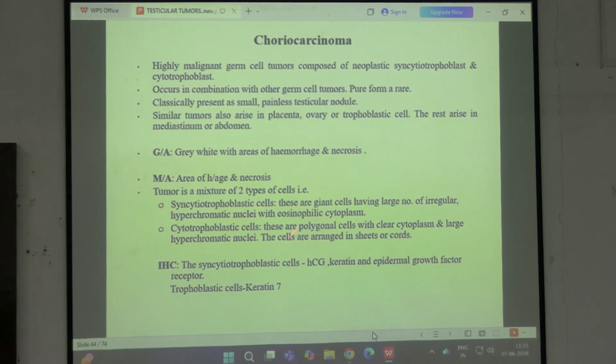So, syncytiotrophoblasts are giant cells. They have multiple nuclei and eosinophilic cytoplasm. Cytotrophoblasts are polygonal cells with clear cytoplasm and large hyperchromatic nuclei. These cytotrophoblasts can be arranged in sheets or cords. Since this is related to placenta, you can remember that on IHC, HCG is positive, right? HCG is positive.